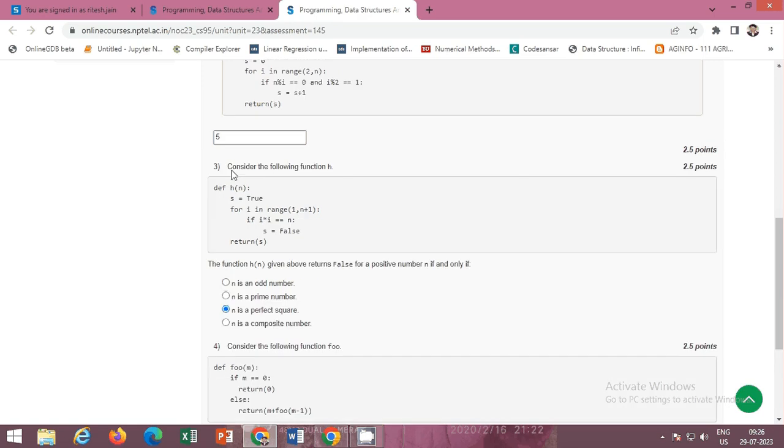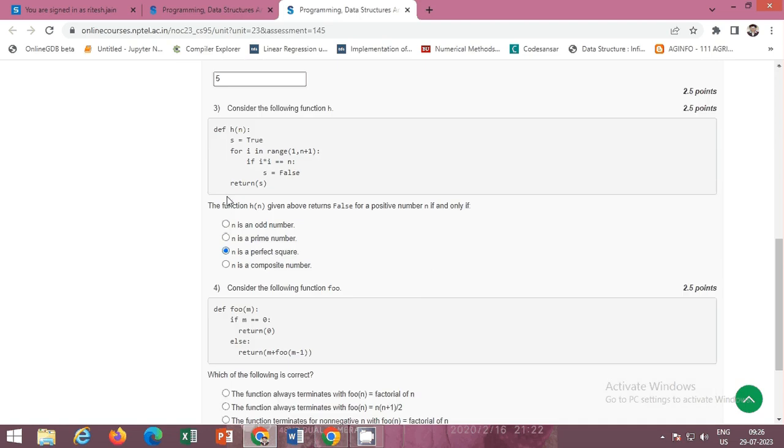Next question is, consider the following function. Here a function definition is given, the function name is h and n is passed as argument. So we have to find out the function h(n) given above returns false for positive number n if and only if the function returns false if and only if n is a perfect square. The correct answer is option C, n is a perfect square.